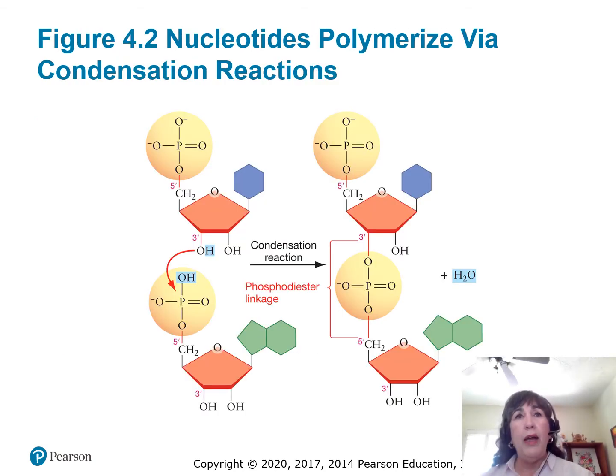If we look at this diagram, we can see that there is a condensation reaction occurring in the very middle. Let's see if I can highlight this. So here's a condensation reaction. OH and H will give us water. When water is released, a bond is formed, and this bond is called a phosphodiester bond. So the bond is formed between a hydroxyl group and the phosphate group. This is what links one nucleotide to another.